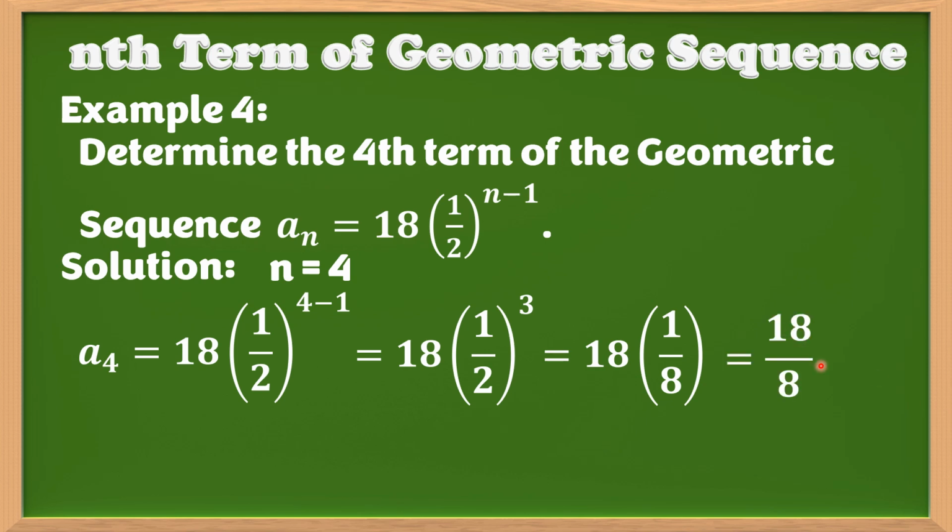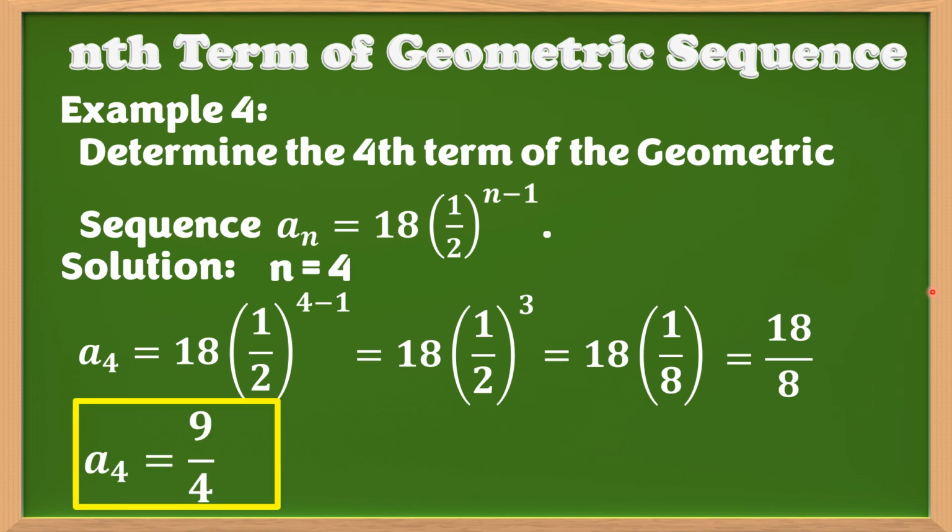And then we're going to simplify 18 over 8. So the answer is 9/4. So the fourth term of the geometric sequence a sub n equals 18 times 1/2 raised to n minus 1 is 9 over 4.